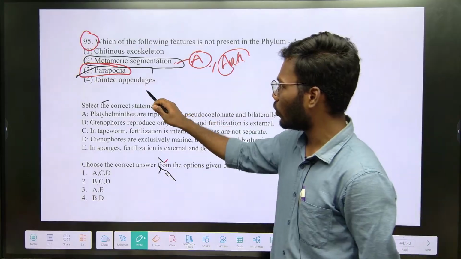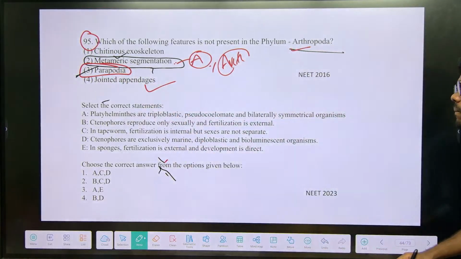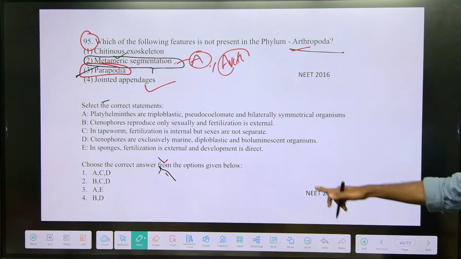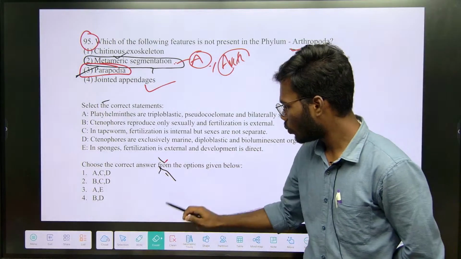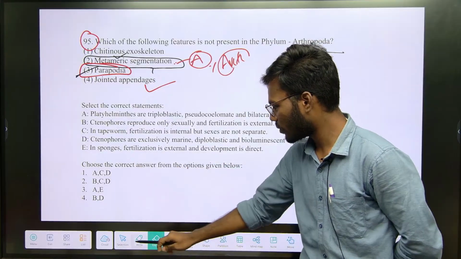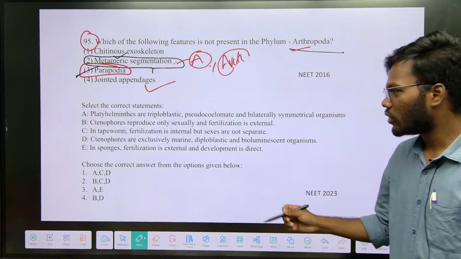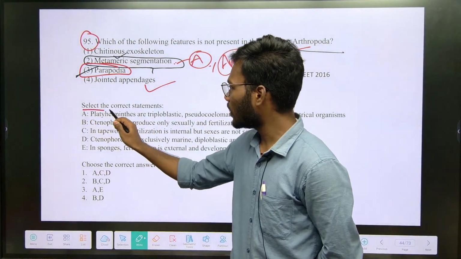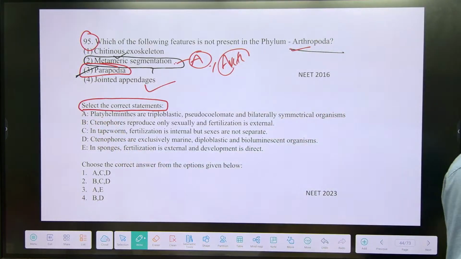Jointed appendages and chitinous exoskeleton you also know, right? Did we do this question yesterday? No, right? Do it. Select the correct statements. Yesterday some people came and asked that the option is wrong. They didn't see select the correct statements; they took it as select the incorrect statements. So you have to read the question clearly. They are asking select the correct statements.